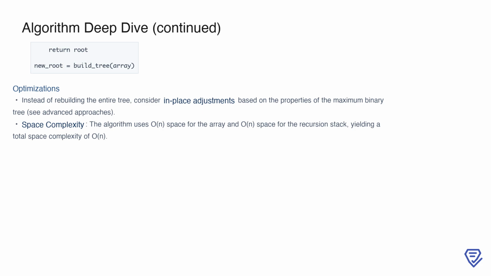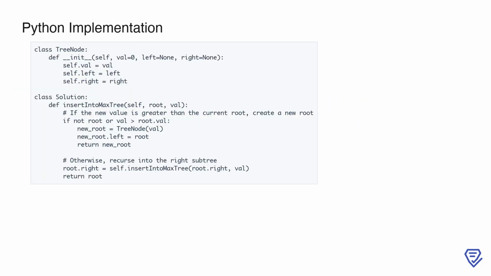This implementation solves the problem of inserting a new value into a maximum binary tree while maintaining its properties. The tree-node class defines the structure of a binary tree node with attributes for the node's value and its left and right children. This is a standard implementation for representing binary trees in Python. The insertIntoMaxTree function in the solution class is the core of the solution. It takes the root of the current maximum binary tree and the value to be inserted as inputs.